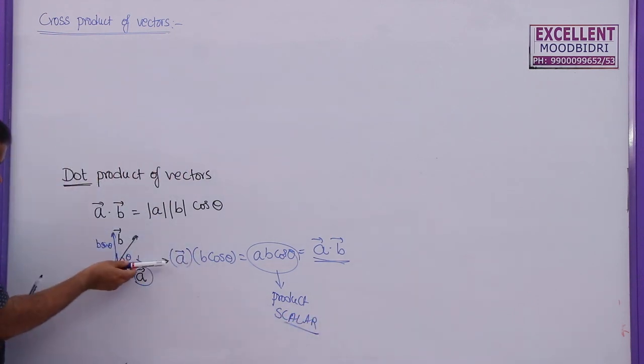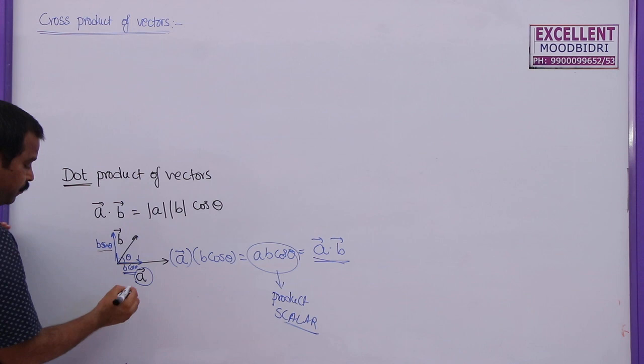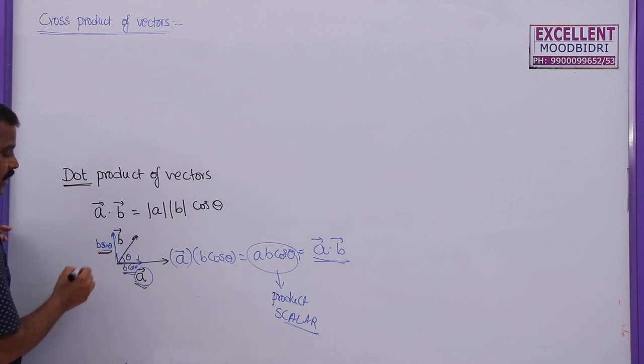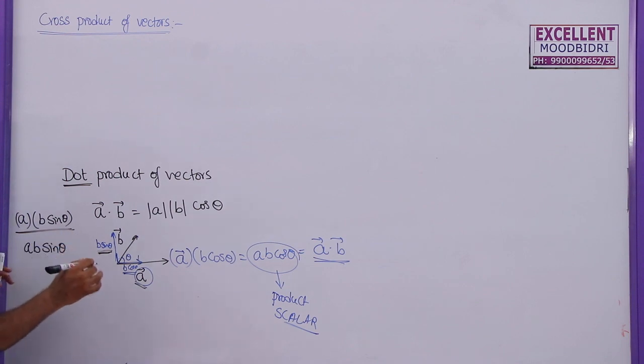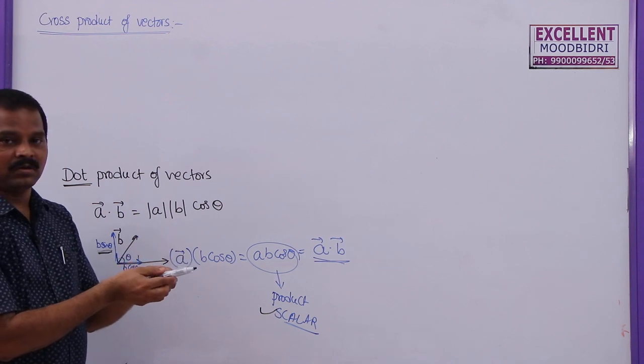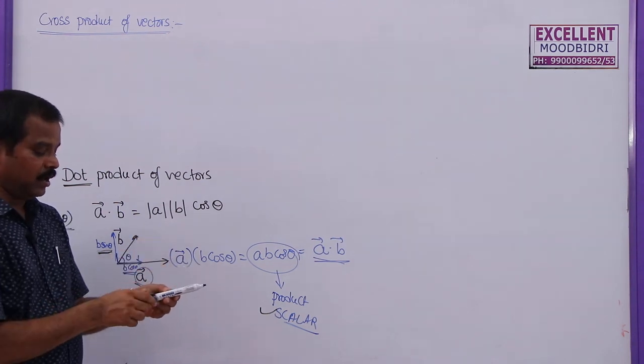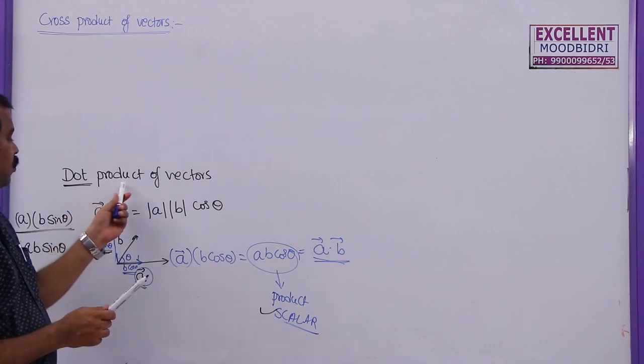But if you take the same A bar vector, this is B bar, angle between these two is theta, and one more component which is along y axis is called B sin theta, and if you multiply A bar, magnitude of A, into B sin theta, the product of these two will be AB sin theta, and you are going to get a vector here, not a scalar. So two vectors acting in same direction, if they are multiplied together, we will get a scalar, and that particular product is called dot product of vectors.